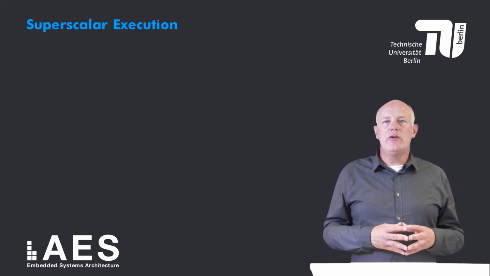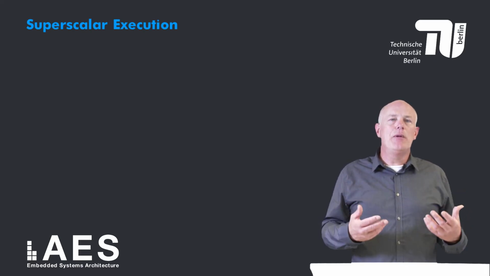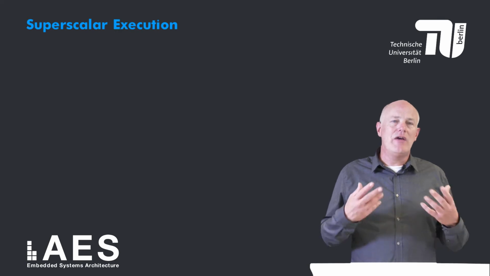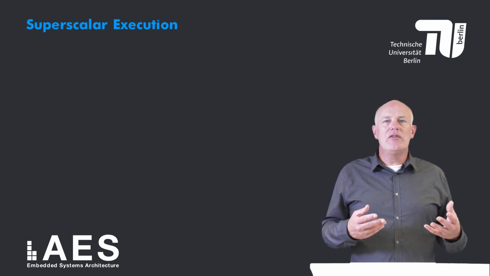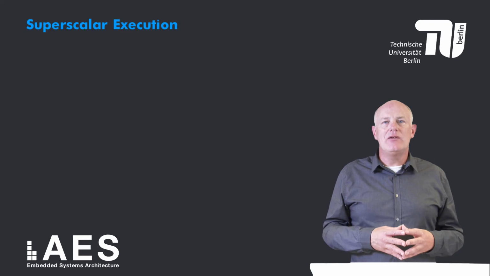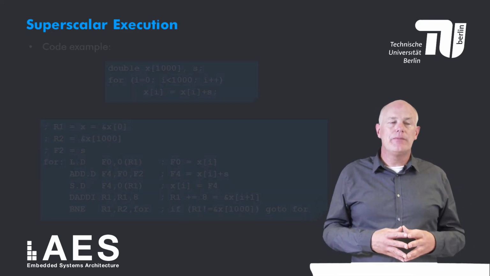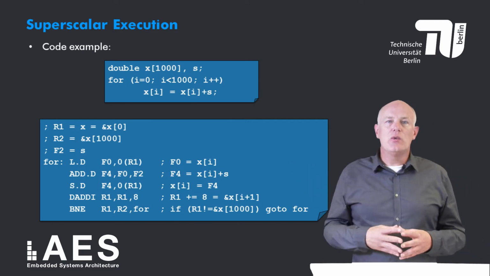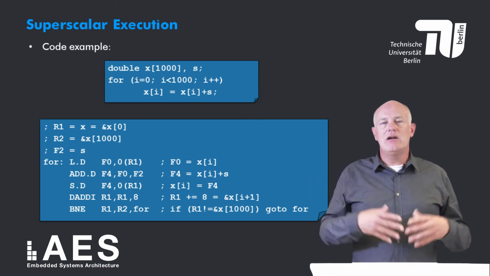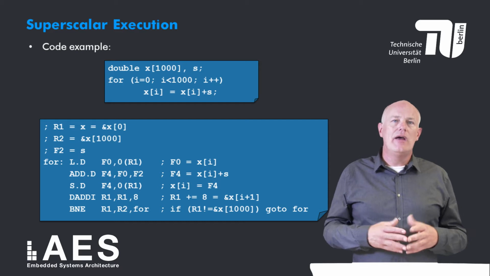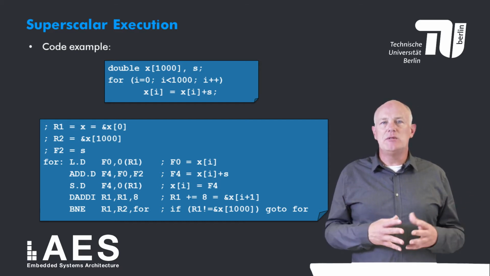Hopefully I have convinced you on the previous slide that implementing a wide issue superscalar is very challenging. In the remainder of this lesson, I will show how a loop is scheduled on a dual issue superscalar without and with speculation. The example loop is shown here for completeness, adding a scalar to all elements of an array X. We have seen this example several times before, so there is no need to discuss it again.